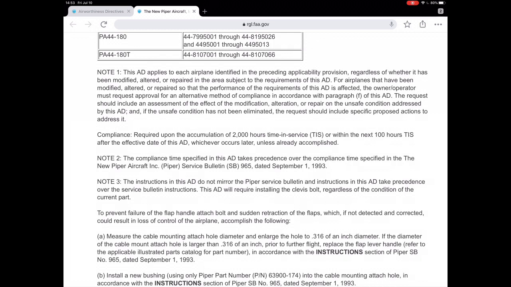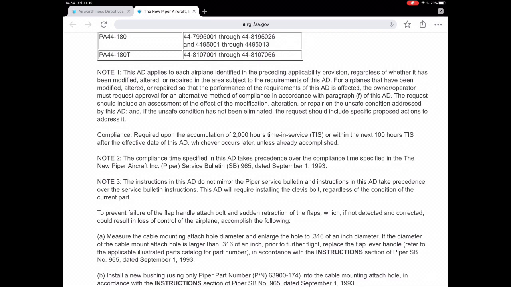Underneath that, before we reach Note 2, it notes compliance. This tells us that compliance is required upon the accumulation of 2,000 hours of time in service or within the next 100 hours time in service after the effective date of this AD, whichever occurs later unless already accomplished. To translate this for you, effectively the AD tells us that when the aircraft reaches 2,000 hours of time in service or within the next 100 hours after the AD has been released, whichever occurs later, is the time it must be accomplished by. So, if the aircraft does not yet have 2,000 hours time in service, then we don't have to comply with it yet.